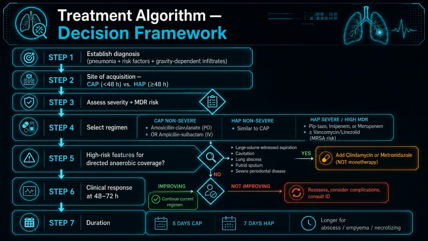Step 6. Evaluate the clinical response at 48 to 72 hours. If improving, continue. If not, reassess the diagnosis and consider complications. Step 7. Determine duration. 5 days for community-acquired, 7 days for hospital-acquired, and longer for complications.